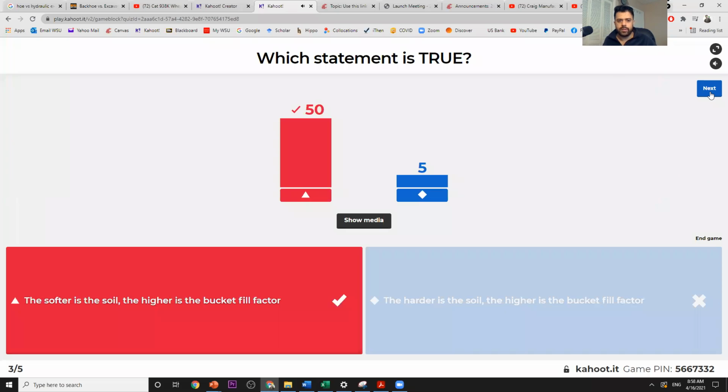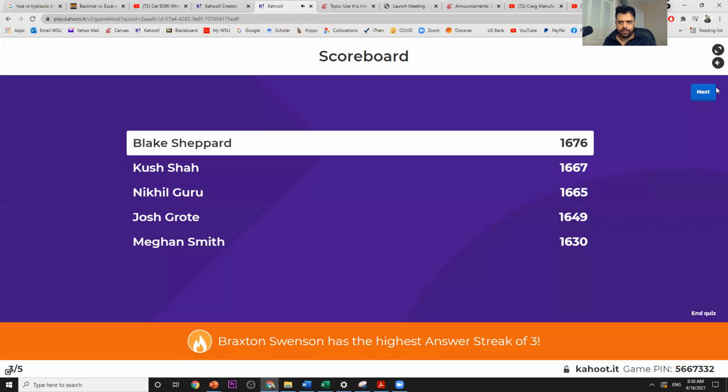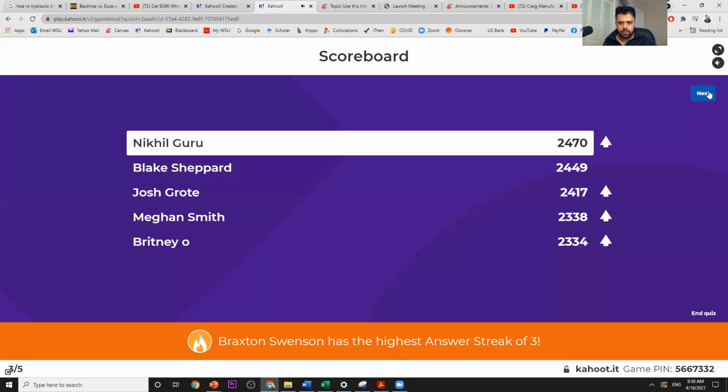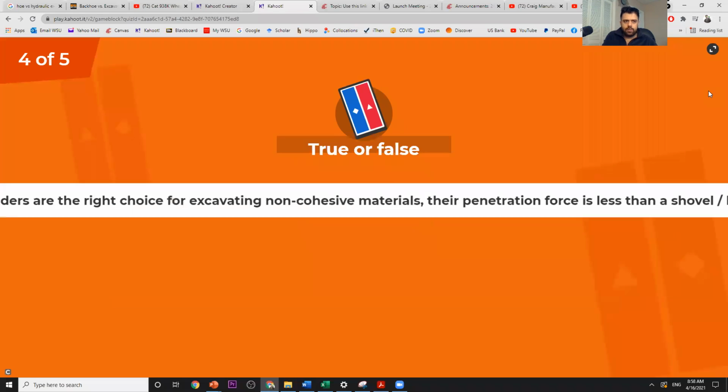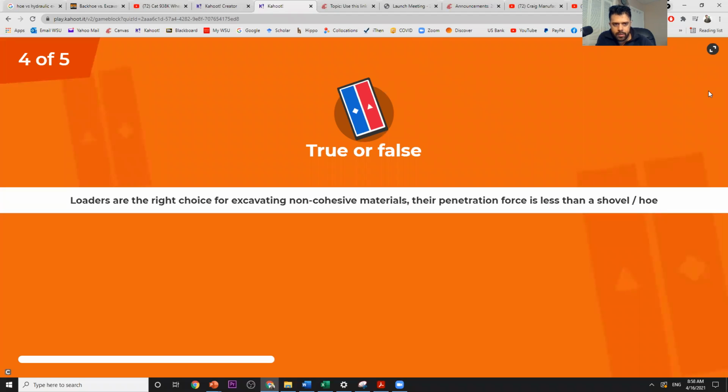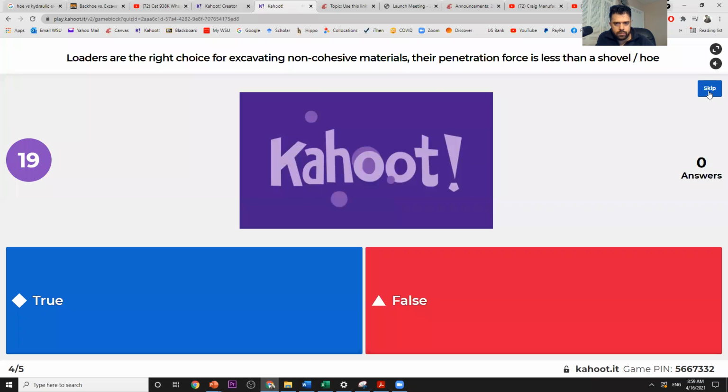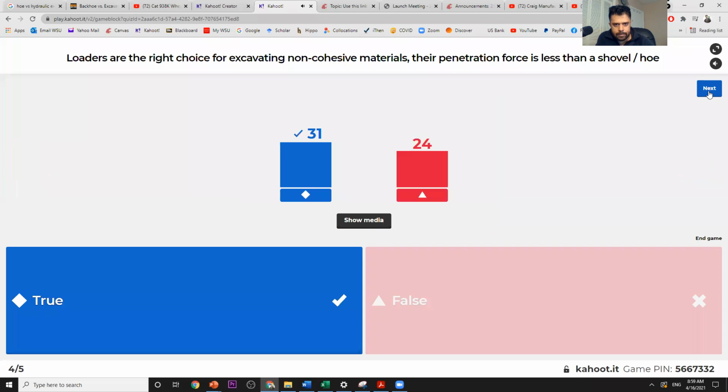Yeah, the softer is the soil, the higher is the bucket fill factor. Is it right or wrong? That is true. Yeah.